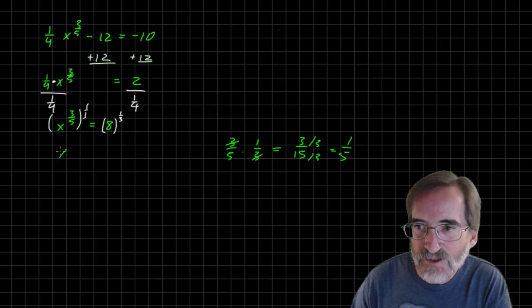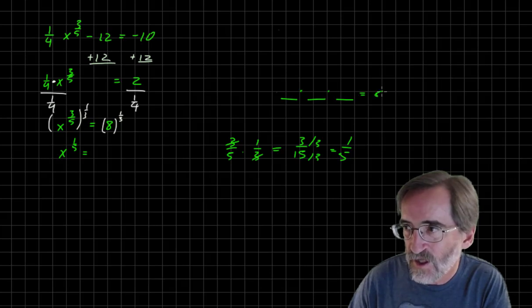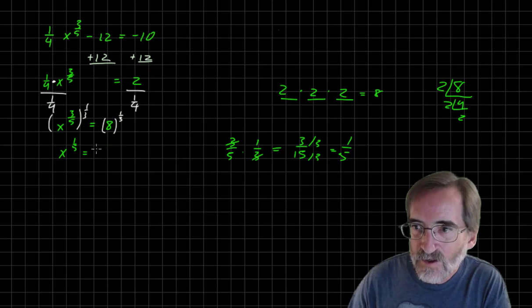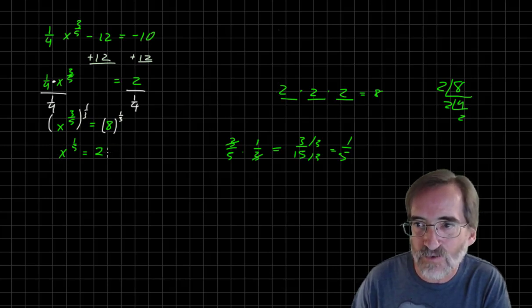So this is x to the 1/5 equals the 3rd root of 8. Think what number times what number times what number equals 8. Well, let's break it down. 8 is 2 times 4, which is 2 times 2, so 2 times 2 times 2. So the 3rd root of 8, or 8 to the 1/3, is 2.